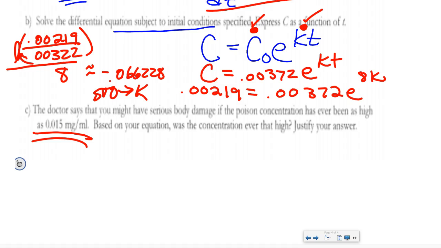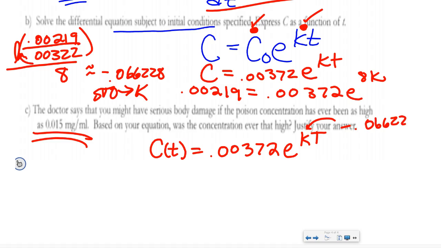Based on my equation, let's go write it. The concentration at any time t, now I'm writing it more with function notation just because I like to, is equal to the amount at the start, handed to me, e to the k, and I have it stored, or if you want to write it in there, you could replace that as well. That's your decision to make. The question is, do I have the potential of having some serious brain damage? Was the concentration ever as high as 0.015?